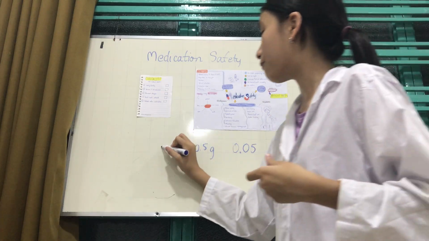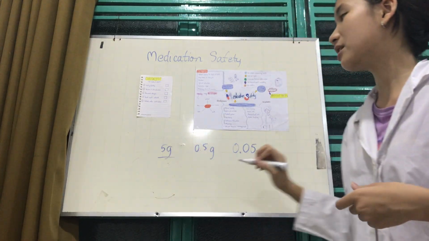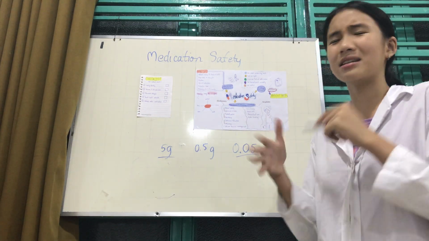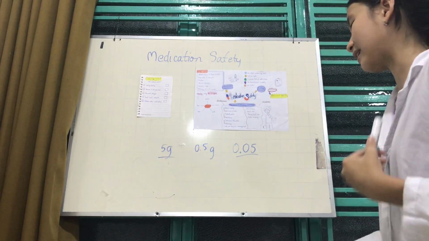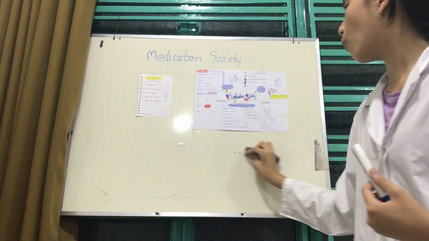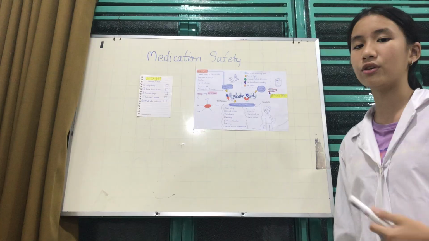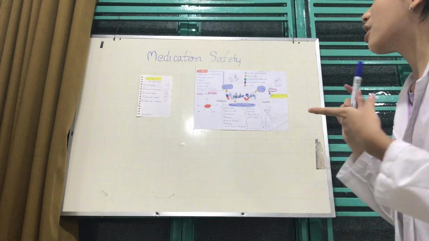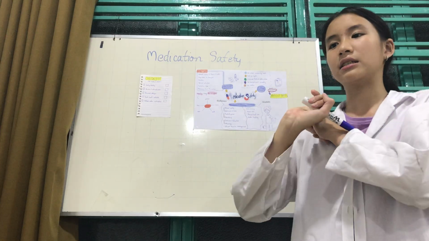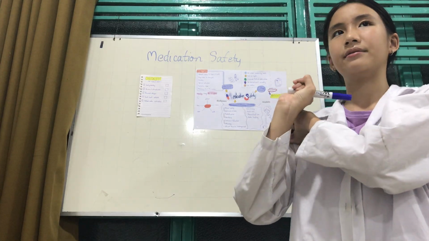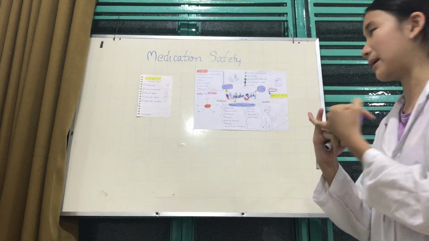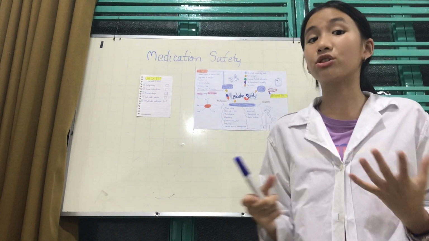If we give 5 grams to the patient, it will be fatal, or 0.05 grams could do very little to the patient. So that is why we need to check the decimal points and use them accurately. And finally, use one consistent measuring system, which is the metric system.